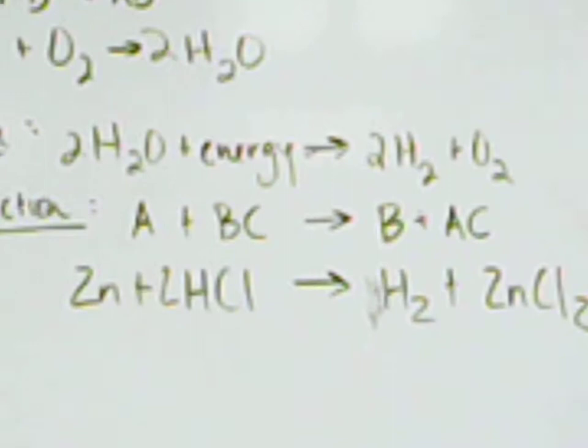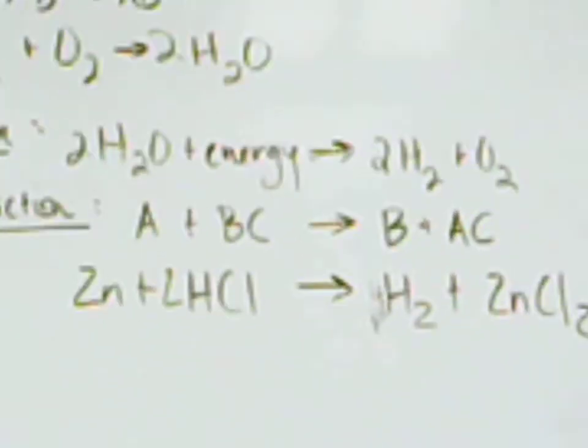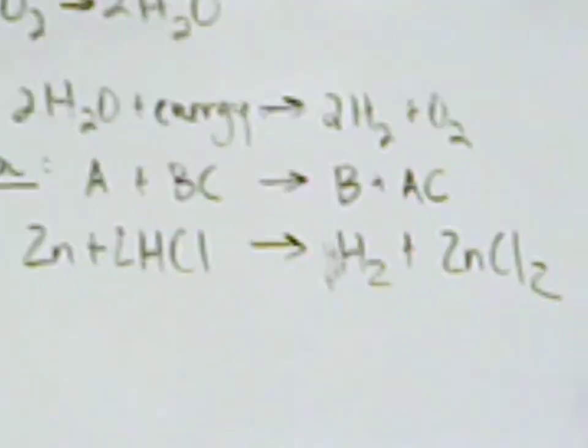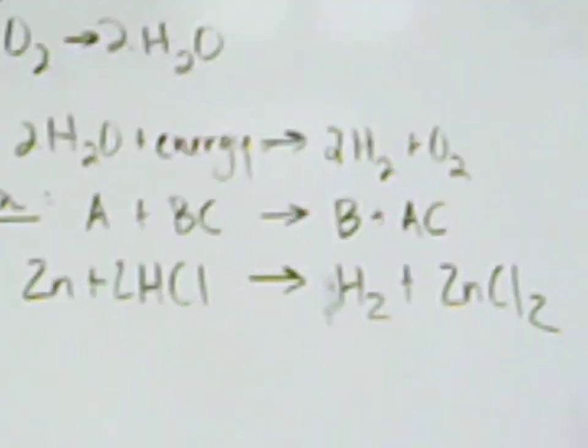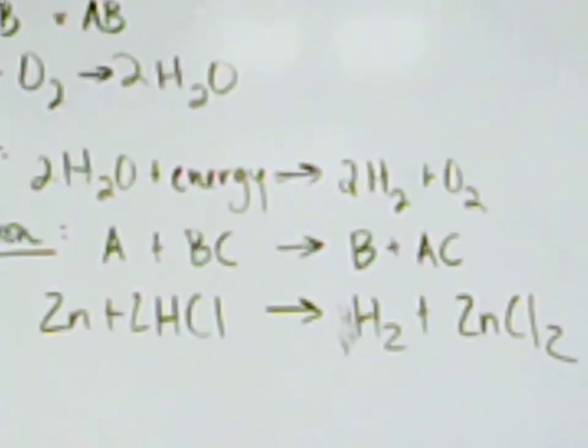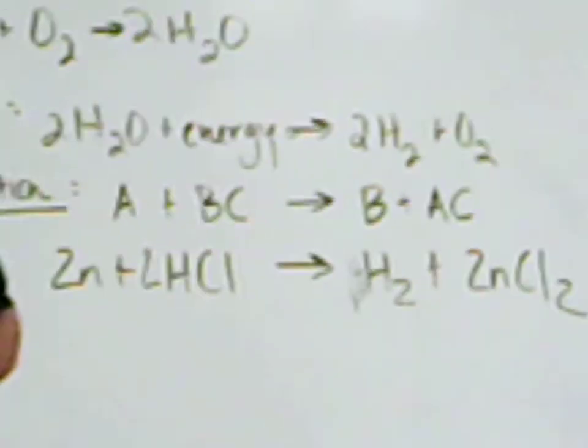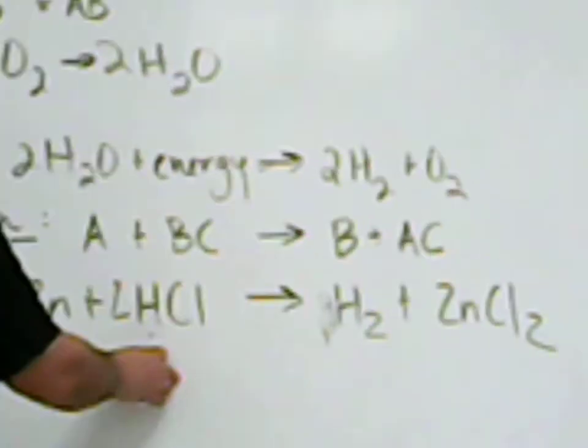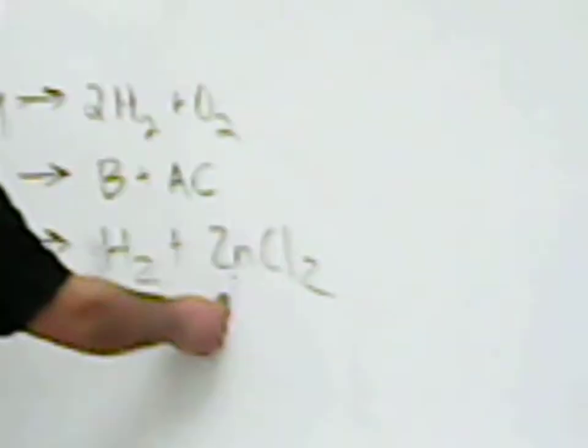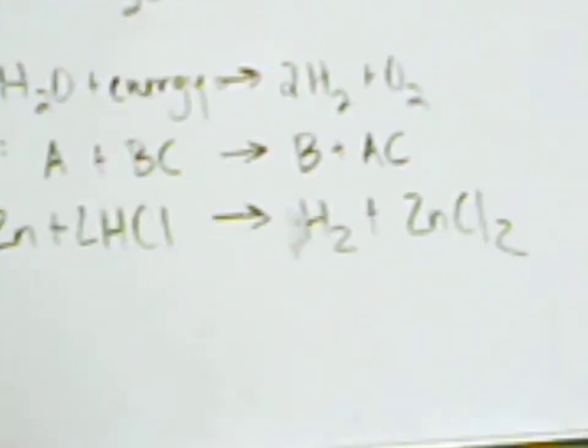All right, so in this case, we have zinc plus two hydrogen chlorides are going to yield hydrogen gas plus zinc chloride. You can see that the zinc replaced the hydrogen in the hydrogen chloride, and we're left with hydrogen gas and zinc chloride. Okay?